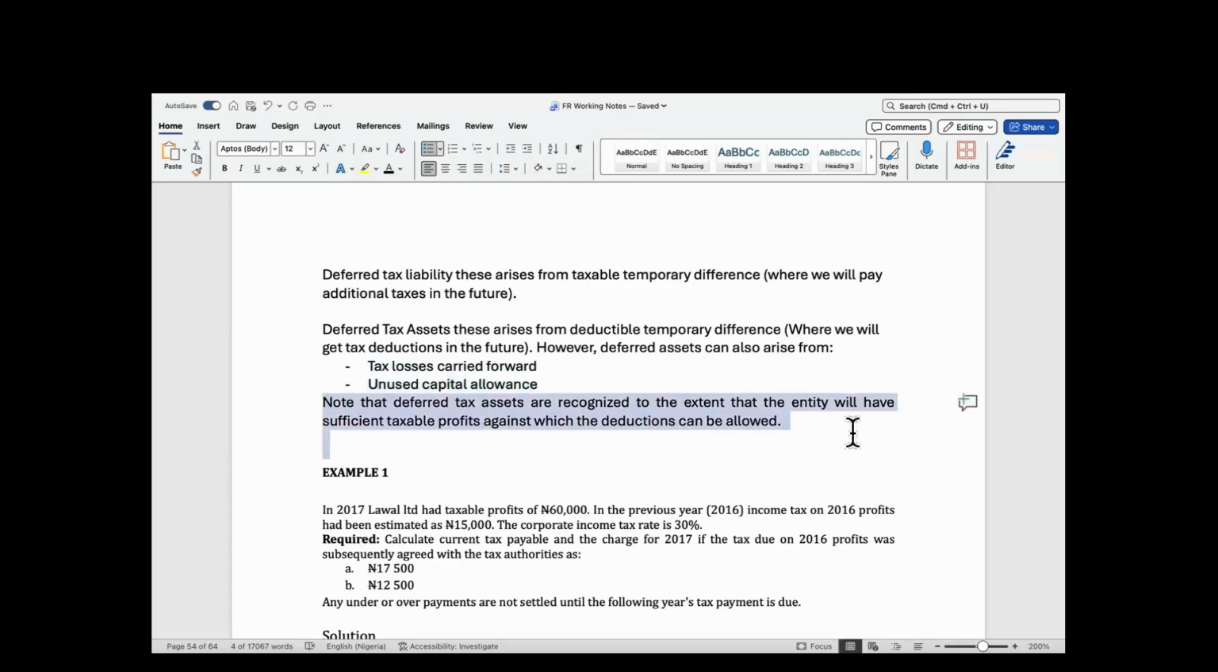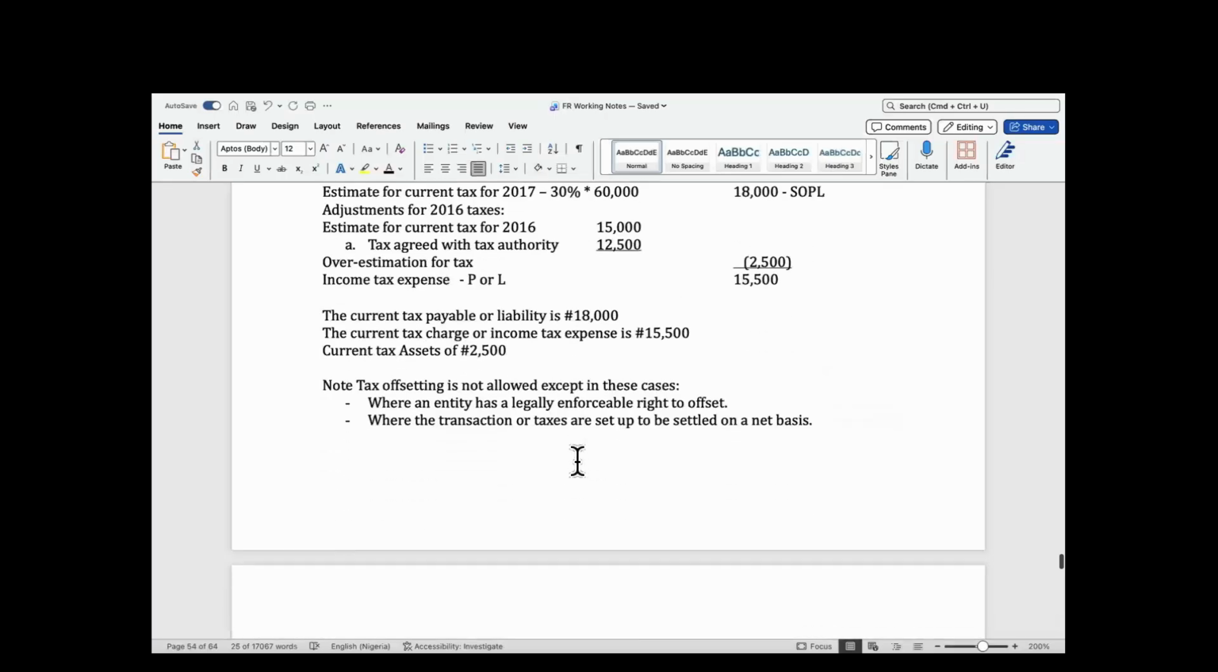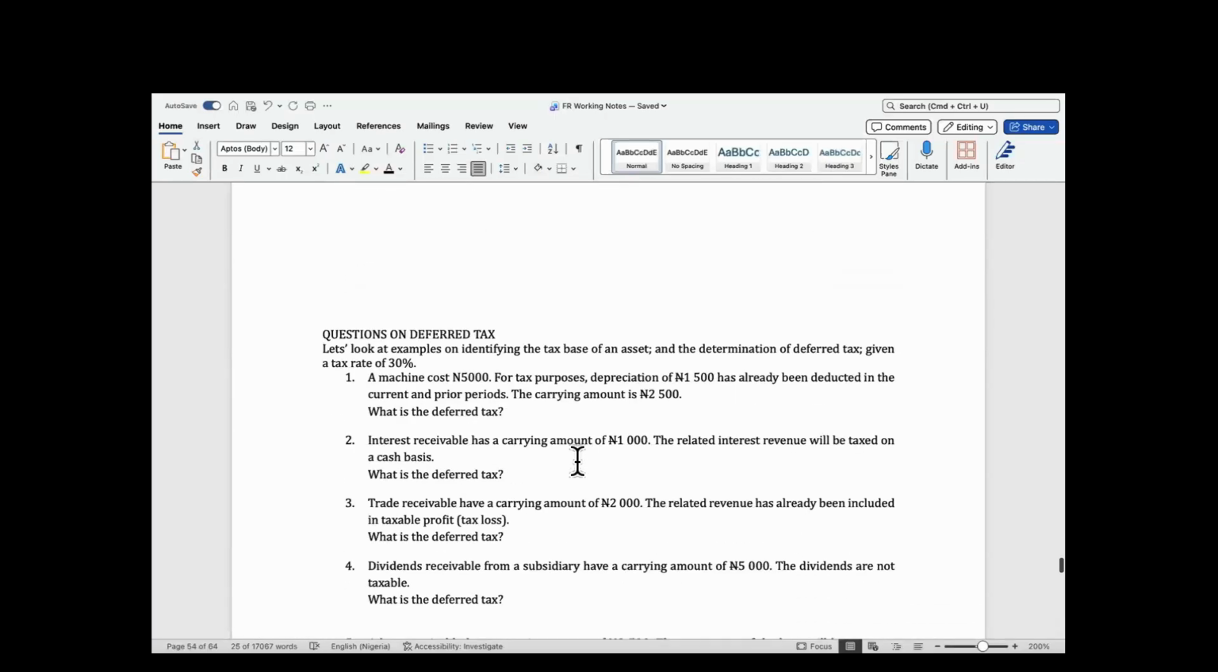However, note that you can only recognize deferred tax if it is certain that you are going to make a taxable profit against which those deductions can be allowed. If you cannot show us that you will make a taxable profit, then you cannot recognize a deferred tax asset. And that was what I explained on deferred tax assets, and I hope I've been able to help you, Moses.